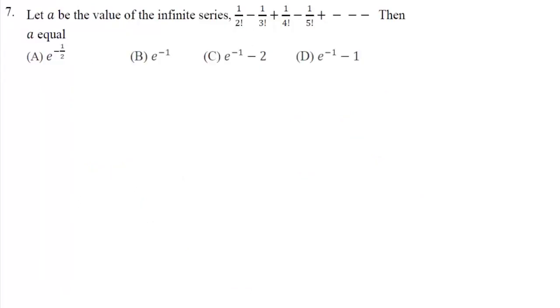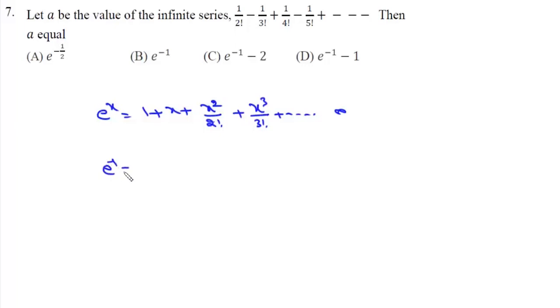Now in this question we need to find the value of this infinite series. Now if we look at the expansion of e to the power x, we know that it is 1 plus x plus x square upon factorial 2 plus x cube upon factorial 3 up to infinity. Now here we need alternate plus minus signs. So what we'll do is we'll put x as minus 1.